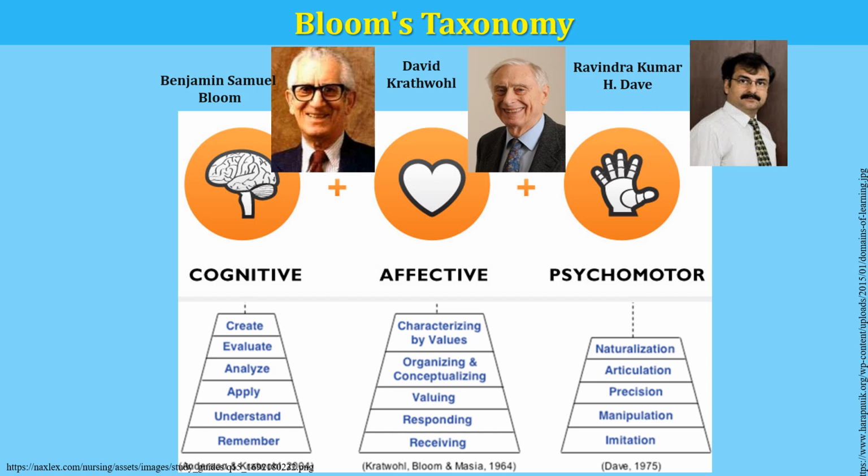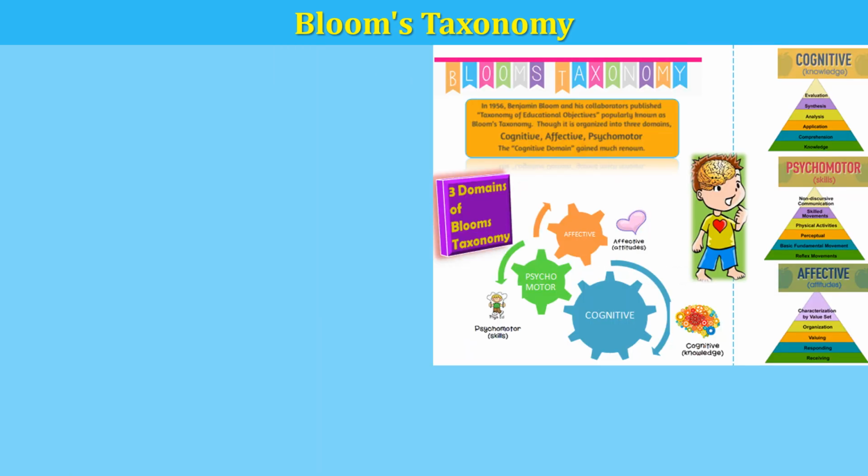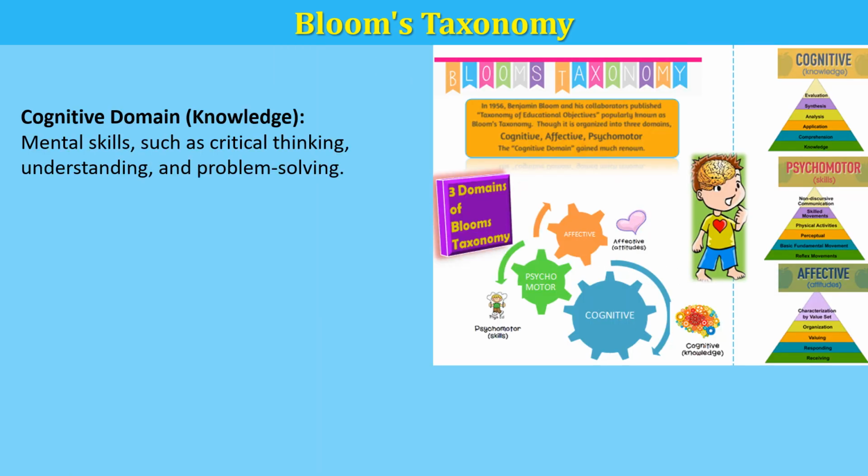It is used to design curricula and assess learning outcomes. The original taxonomy used nouns to describe increasing levels of difficulty within the cognitive domain, which focuses on mental skills like knowledge and problem solving, being the most commonly applied in educational settings. The cognitive domain focuses on developing mental skills such as critical thinking, understanding, and problem solving. It emphasizes creativity, reasoning, and the ability to process information, making it essential for acquiring and applying knowledge.